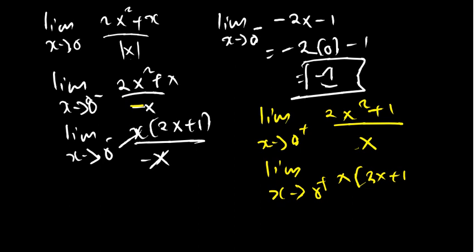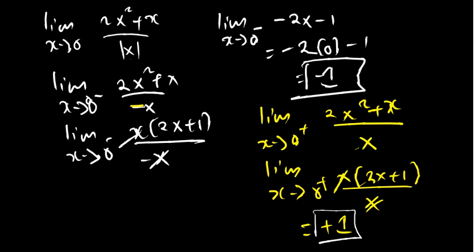This was x, plus 1, then divided by x. X and x will go. Let's plug in the values. If you are to plug in the values, you are going to agree with me to say it's going to be positive 1, right? Meaning that this limit doesn't exist because these two guys are different.